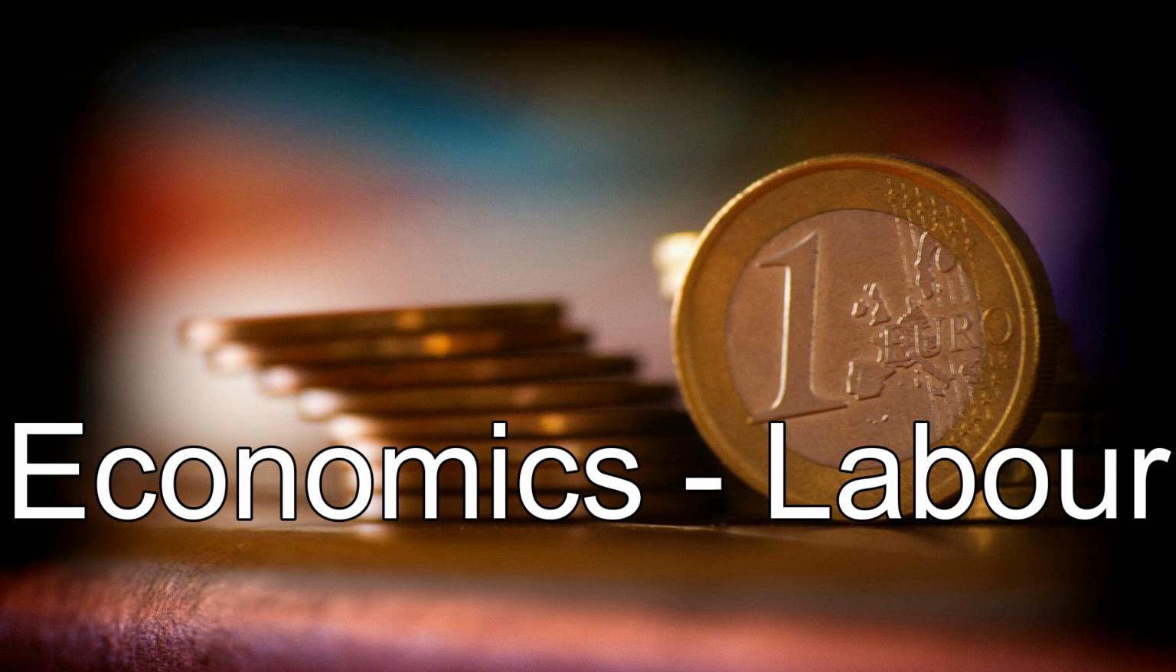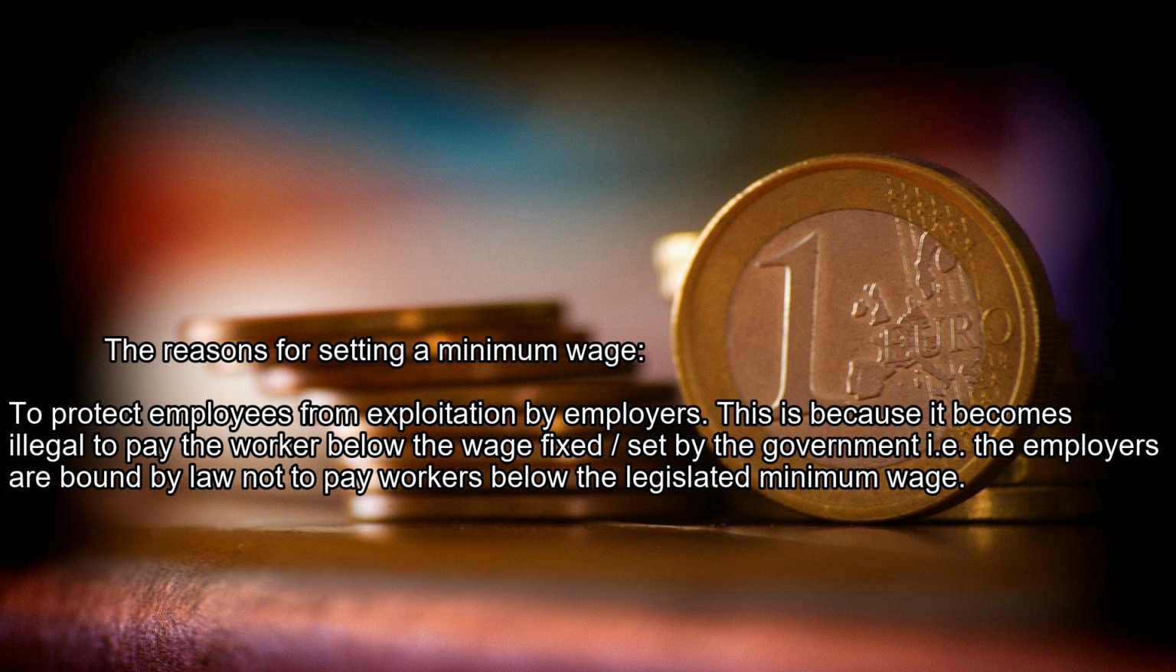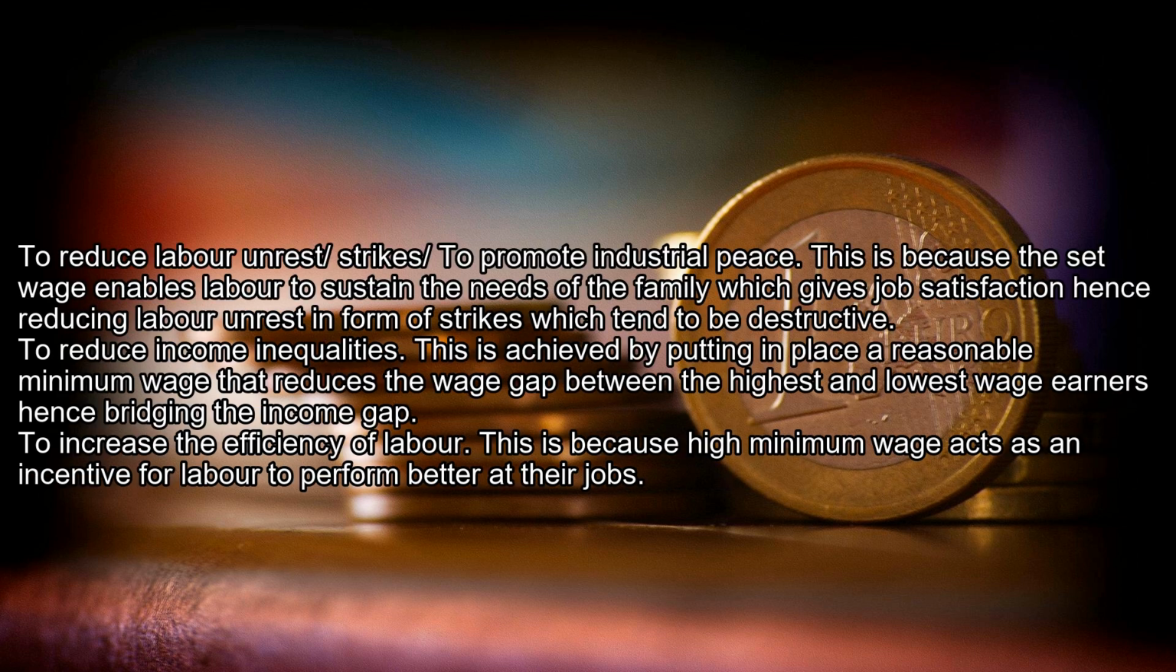The reasons for setting a minimum wage. To protect employees from exploitation by employers. This is because it becomes illegal to pay the worker below the wage fixed/set by the government, i.e., the employers are bound by law not to pay workers below the legislated minimum wage. To reduce labour unrest/strikes/to promote industrial peace. This is because a set wage enables labour to sustain the needs of the family, which gives job satisfaction, hence reducing labour unrest in form of strikes, which tend to be destructive.